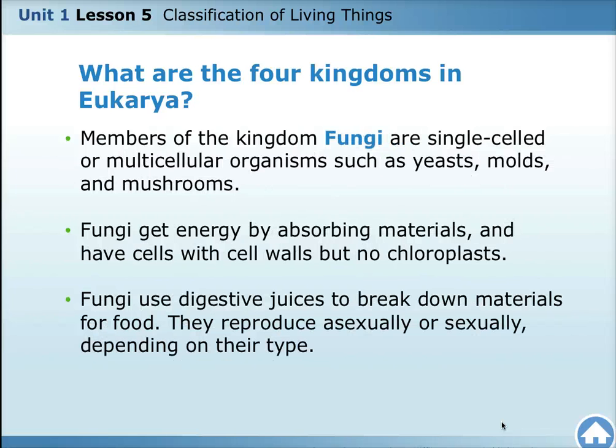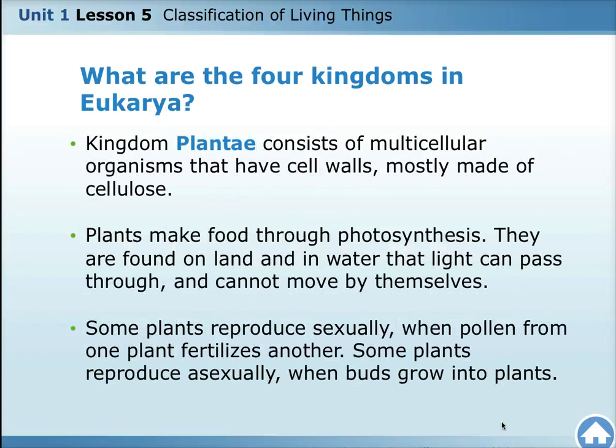Members of the kingdom Fungi are single-celled or multicellular organisms such as yeast, molds, and mushrooms. Fungi get energy by absorbing materials and have cells with cell walls but no chloroplasts. Fungi use digestive juices to break down materials for their food. They reproduce asexually or sexually depending on their type.